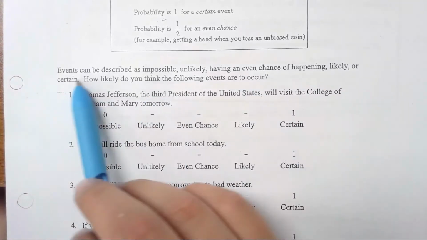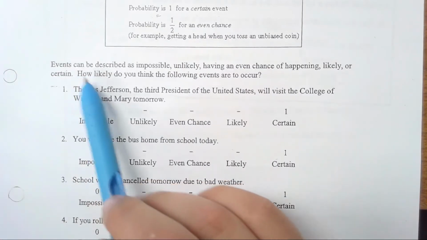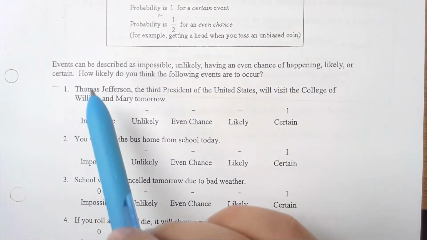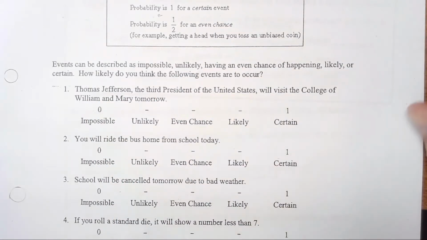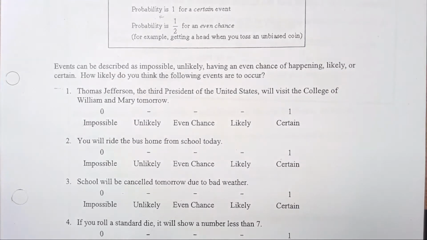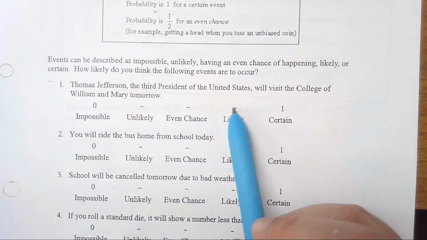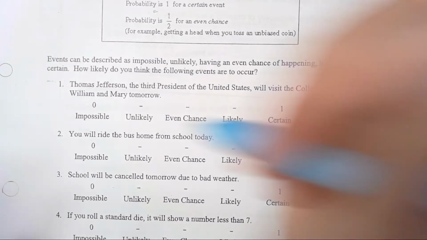So events could be described as impossible, unlikely, have an even chance of happening, likely, or certain. How likely do you think the following events are to occur? So the first one says, Thomas Jefferson, the 3rd President of the United States, will visit the College of William and Mary tomorrow. So it's impossible, unlikely, even chance, likely, or certain. So what's the possible outcome that could happen that Thomas Jefferson will visit the College of William and Mary tomorrow? Well, that's impossible because Thomas Jefferson is dead.